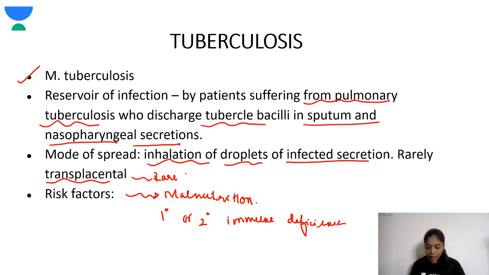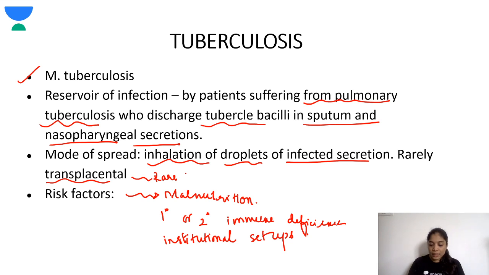Right, and especially people who are in institutional settings, like nursing homes and homeless shelters. Institutional settings, because they are always crowded, right? And also in hospitals, where you might come across a lot of tuberculosis patients. So institutional setups. These are the people, and wherever there is immunosuppression, these are the people who are at a high risk of developing tuberculosis.